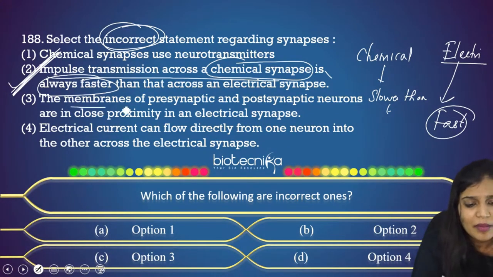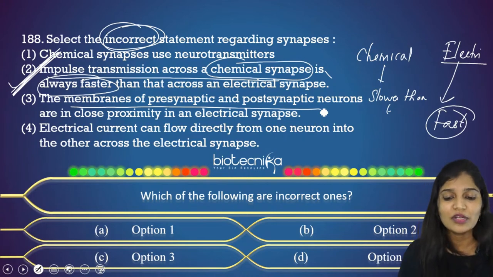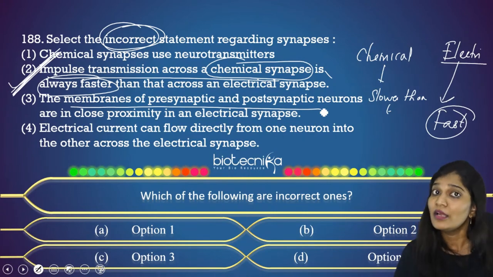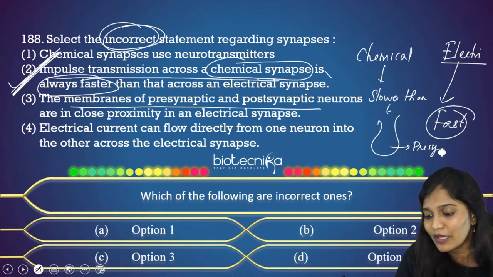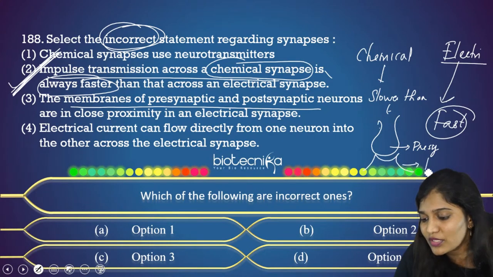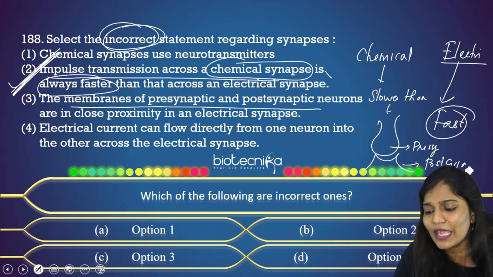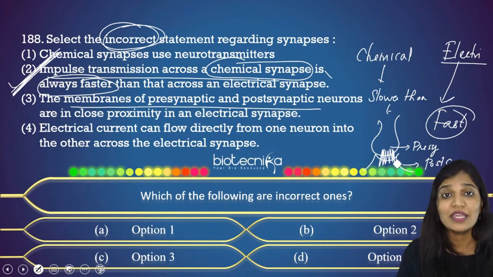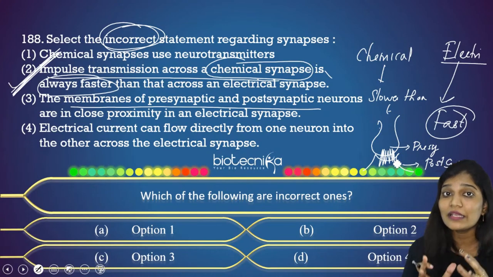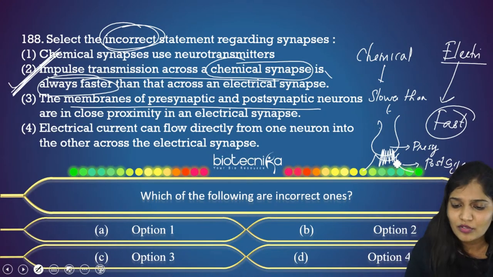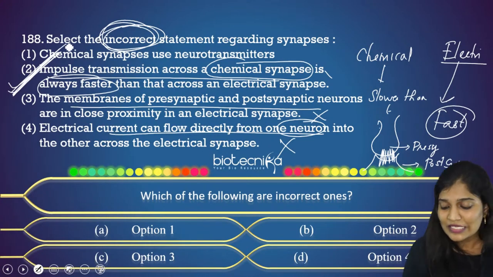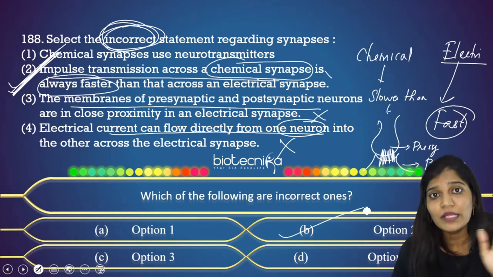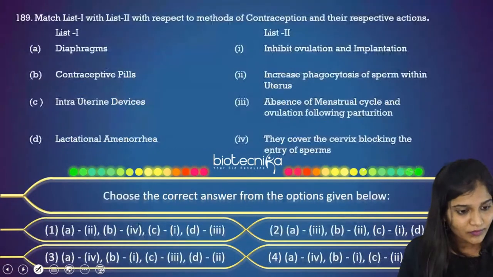Let's check this. The membranes of presynaptic and postsynaptic neurons are in close proximity in electrical synapses. Very important. Yes. So here, this is the presynapse, which is the axonal bulb, and this is the dendrite, which is the postsynapse. When you compare, in an electrical synapse this will be very close. In chemical synapses, it will be far. But in electrical synapses, they'll be very close. This is a correct statement, so I'm going to eliminate this. Electrical current flows from one neuron to another. This is also a correct statement, but they ask you to find the incorrect one, so I'm choosing the second option. So the answer for this question is very simple. It's option number 2.